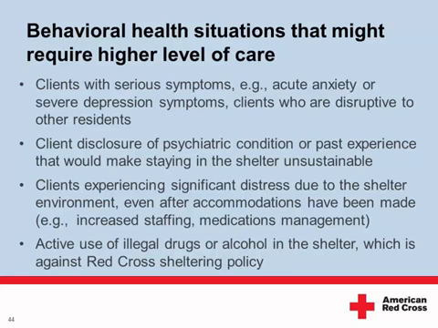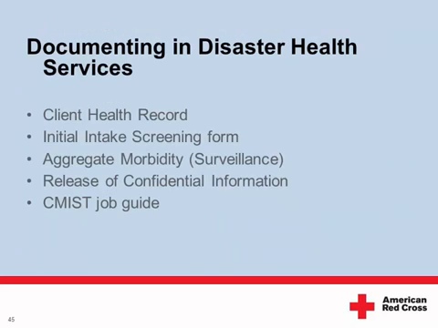In the next slide, let's talk about documentation, because as you know from your professional practice, we always have to document. So this is a list of some of the forms you might see. We'll discuss them in the classroom exercise portion of the course, but just to let you know, we do have a client health record, and this is a confidential client record that is maintained and kept locked up, and we keep them locked at the chapter after the disaster, along with that CMIST job guide that we mentioned earlier that's also kept with health services.